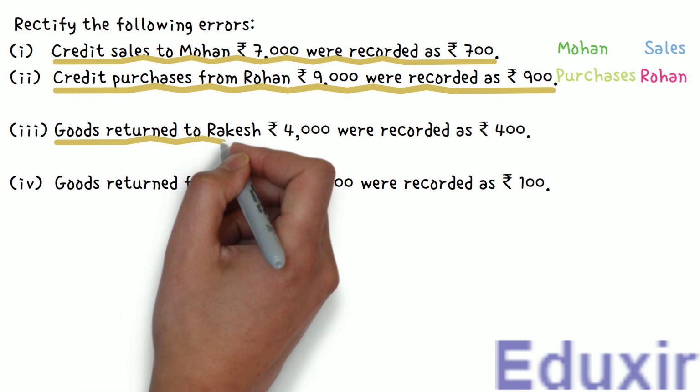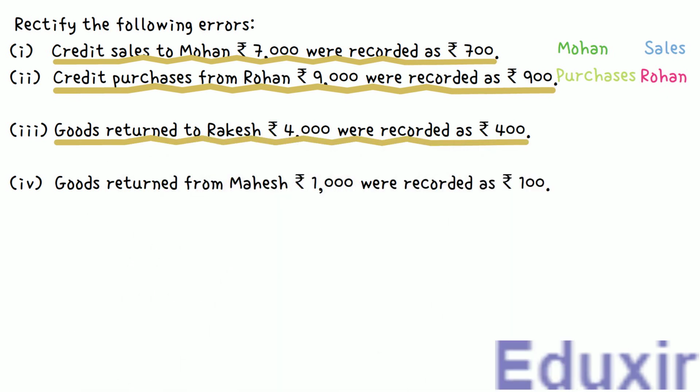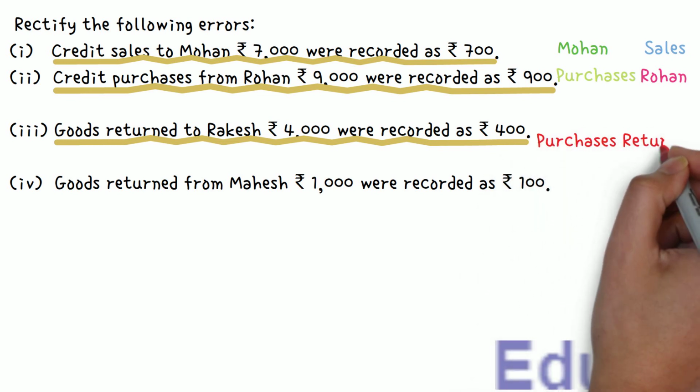As per this error, 4000 rupees worth of goods returned to Rakesh were recorded as 400 rupees. When the purchased goods are returned, the revenue expenses of the business are decreasing, as the business does not have to pay for the returned goods to the creditors. The rule to record any decrease in the expenses is to credit the corresponding expenses account. In this case, the purchase returns account should be credited, not the purchase account.